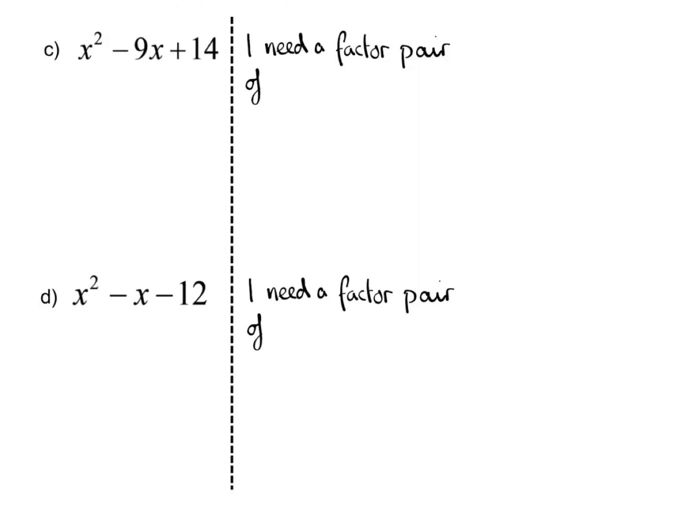We'll now look at the last 2 examples. So example C here, we're going to start with the sentence we're going to write out. So we need a factor pair of 14 with a sum of 9. And again, what I'm going to do is write out the factor pairs of 14. Factors of 14, I can do it by 1 times 14, and I can make 14 with 2 times 7. So they're my factor pairs of 14.